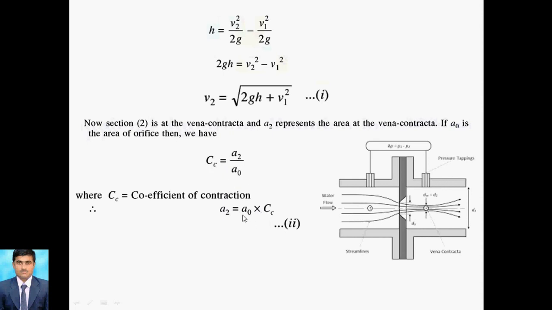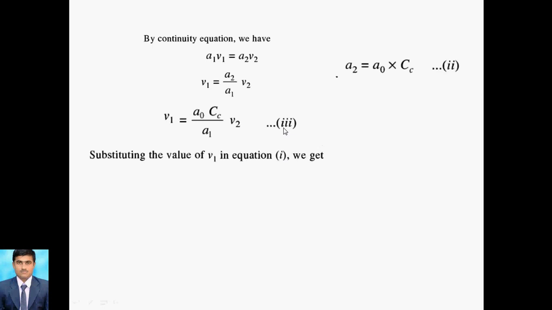A0 Cc. So this A2 value we can put into the continuity equation. So actually this is the continuity equation: V1 is equal to this one, and instead of the previous value, that is A2, we can put A0 Cc. So after that we can get equation number 3. Okay, so this is from equation 2.